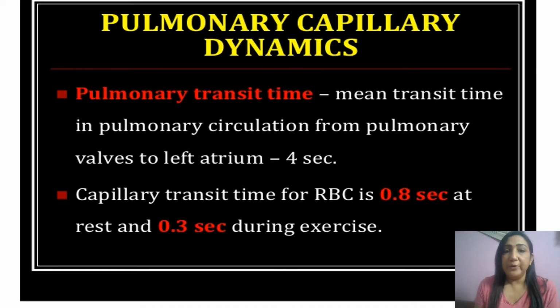Now, the pulmonary capillary dynamics. The pulmonary transit time is only 4 seconds. What is that? That means the blood in the pulmonary circulation, from the pulmonary valves to the left atrium, takes 4 seconds. Now, the capillary transit time for the RBC is 0.8 seconds. Within this 0.8 seconds, oxygen diffuses from the alveoli and is taken up by the hemoglobin. At the same time, the hemoglobin releases carbon dioxide, which diffuses to the alveolus. This 0.8 second time decreases during exercise because the respiratory rate increases.